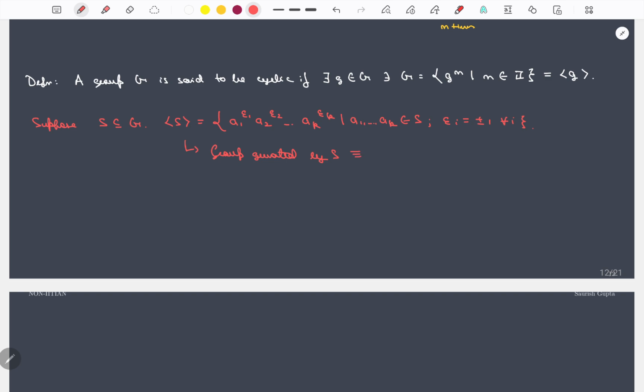and it's obviously a subgroup of G. Furthermore, this is in fact the smallest subgroup of G containing S. And observe that if S is just a singleton set {a}, then the group generated by S is nothing but the cyclic group generated by a. Okay, fine.